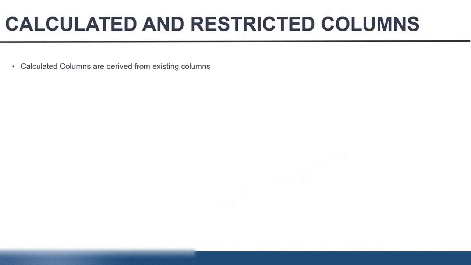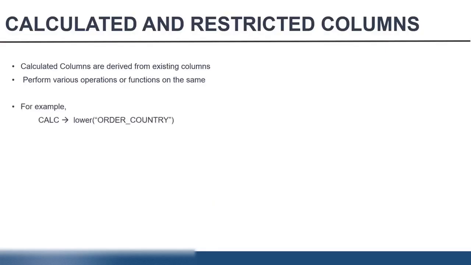Calculated columns are derived from existing columns. They are used to perform various operations or functions on the existing columns. For example, we can create a new column called calc in the output, which is the lowercase of order country. It is used to convert the order country, which is in uppercase, to lowercase.